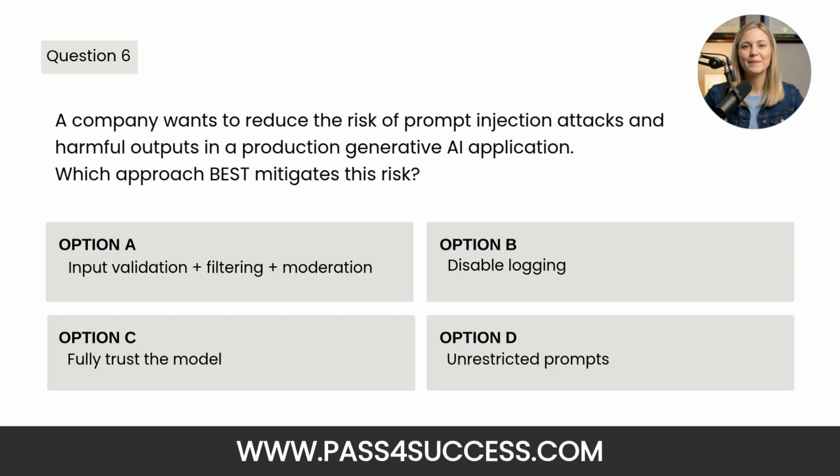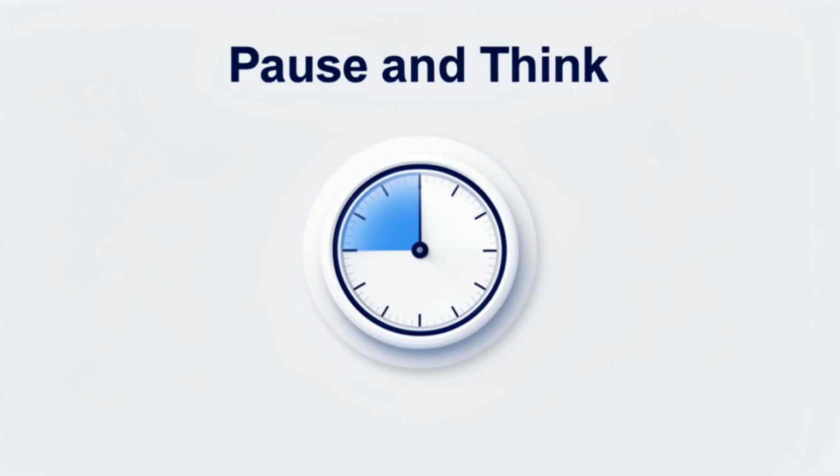Question 6. A company wants to reduce the risk of prompt injection attacks and harmful outputs in a production generative AI application. Which approach best mitigates this risk? A. Input validation plus filtering plus moderation. B. Disable logging. C. Fully trust the model. D. Unrestricted prompts. Pause and think.